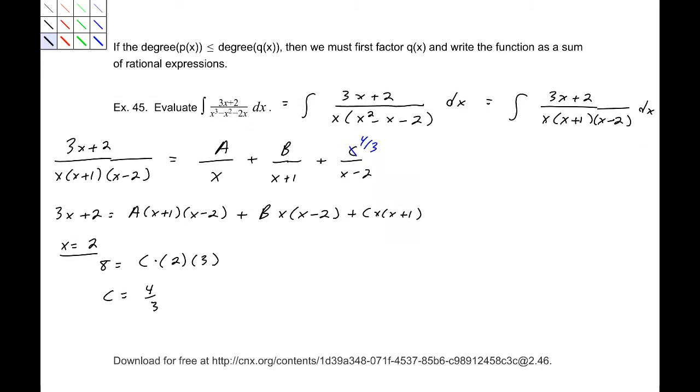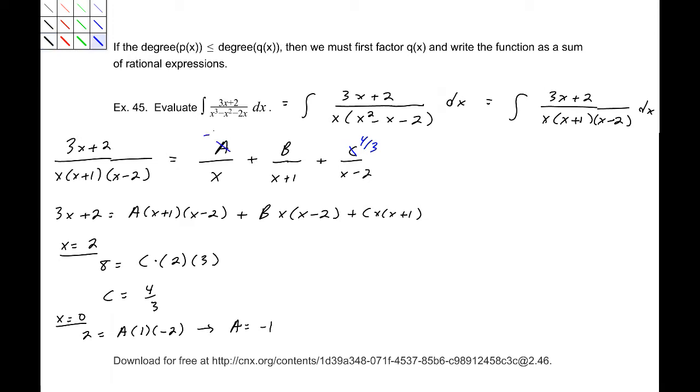Now let's pick another value of x. Let's say x equals 0. Okay, x equals 0 is going to eliminate the last two terms. So this means I have 2 equals a times 1 times negative 2. The other two cancel out. And this tells me that a is going to be negative 1.